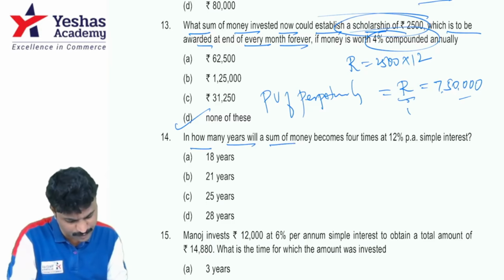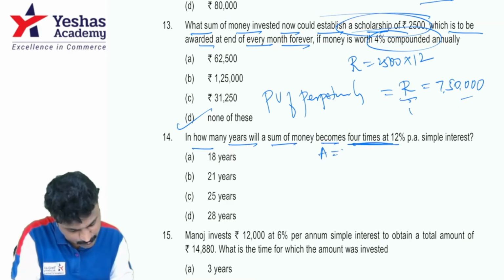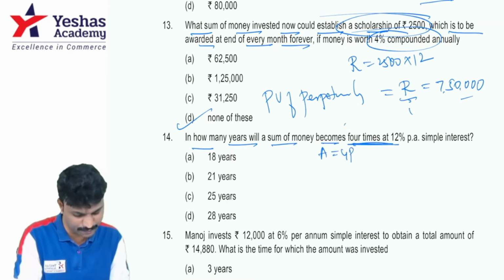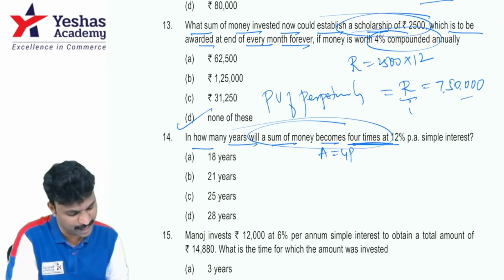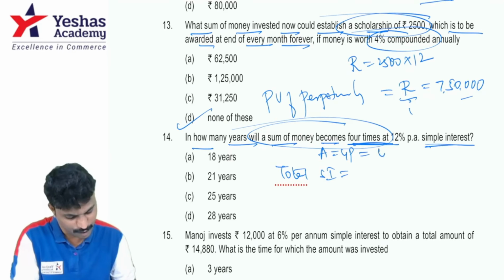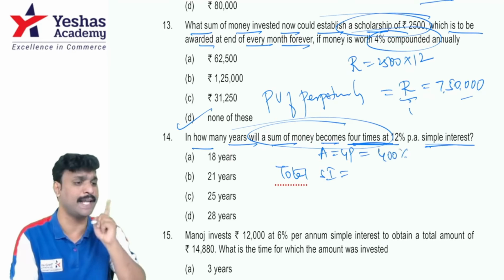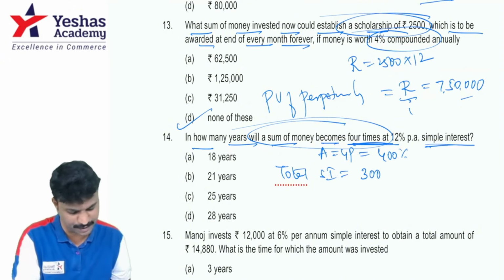In how many years will a sum of money become 4 times of itself? A is equal to 4P. Guys, how many amounts are given? Only one amount. Whenever only one amount is given in terms of principal, as per SI, you need to find total SI in terms of percentage. In that case, you have to take P as what? 100%. So 400% is the amount. Total SI is always 100% less than amount. That means it is 300%.